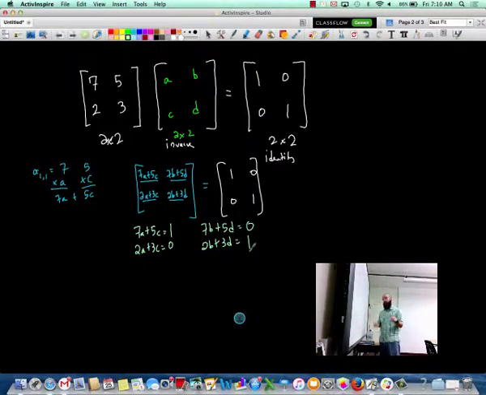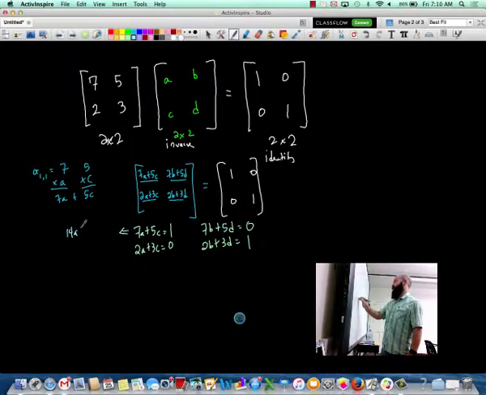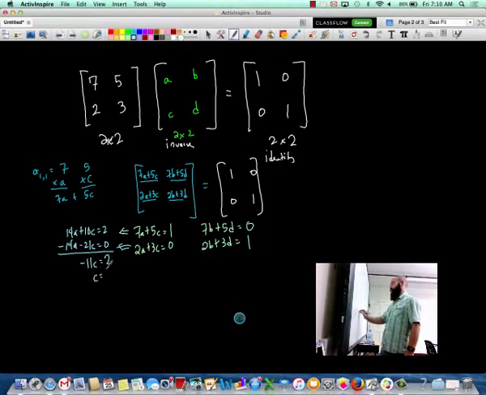So I'm going to take those and solve them for their corresponding variables. Let's see, I'll take this first equation and do elimination. Let's get rid of the a's. How about 14a plus 10c equals 2? And then negative 14a minus 21c equals 0. So that gives me negative 11c equals 2. So c is negative 2 over 11.